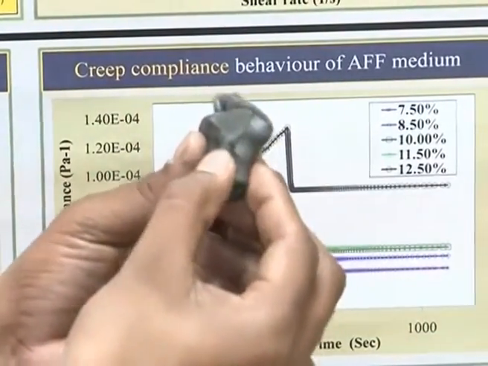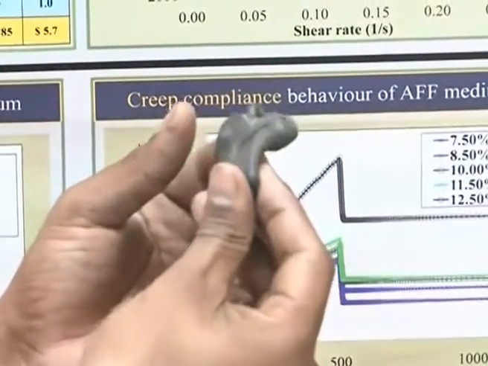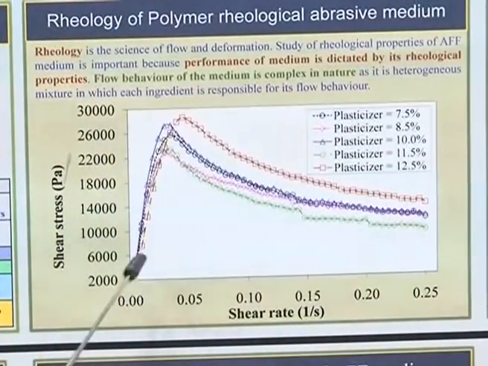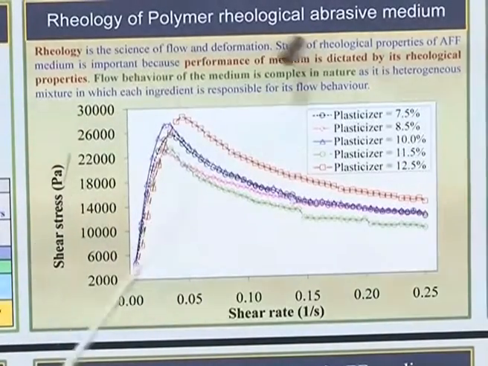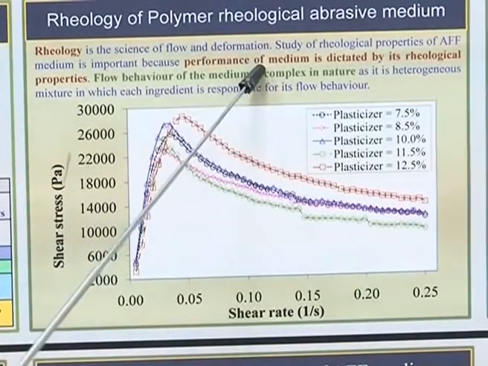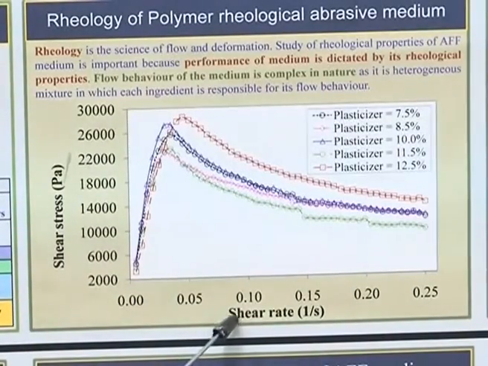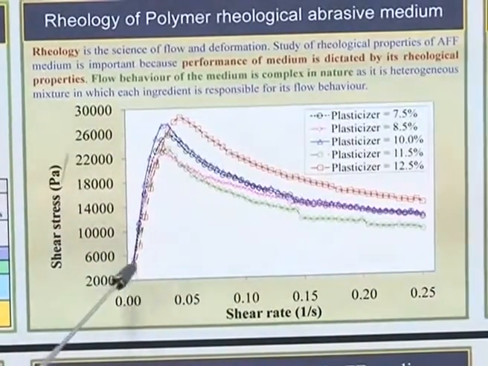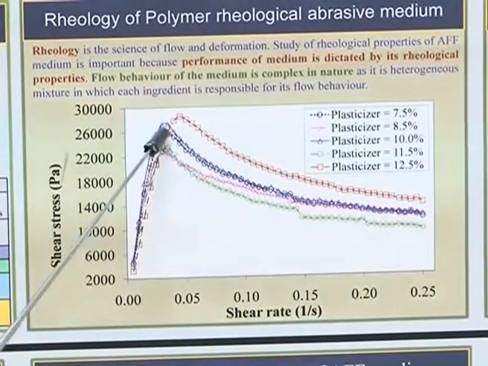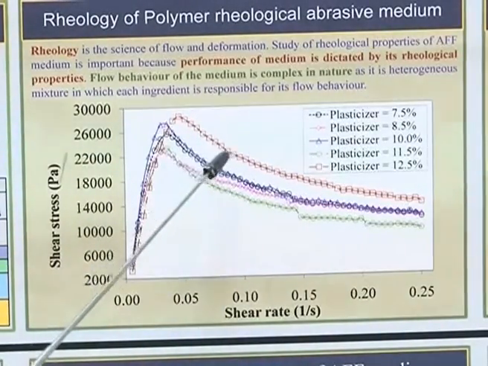In order to understand all these special rheological characteristics, we should understand the rheology of this polymer rheological abrasive medium. Now you are seeing the rheology of the medium. Rheology is the science of flow and deformation, and this is the basic flow test, where you are seeing the shear rate versus the shear stress. You can see as the shear rate increases, the shear stress increases steeply and gradually falls down. This is the basic curve of the viscoelastic medium.